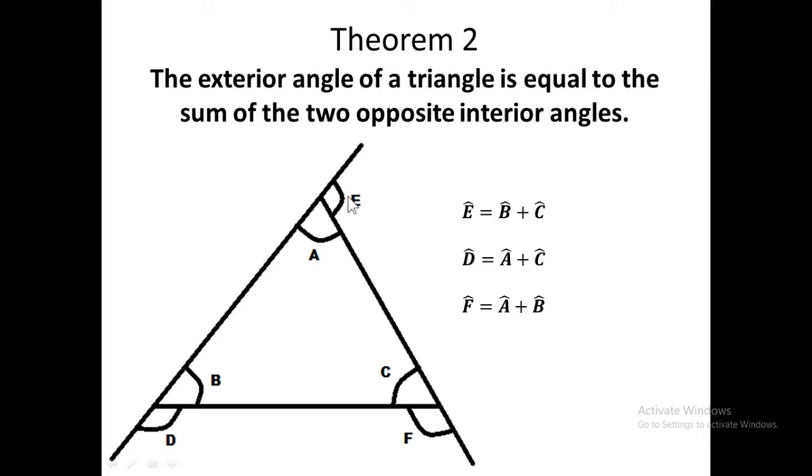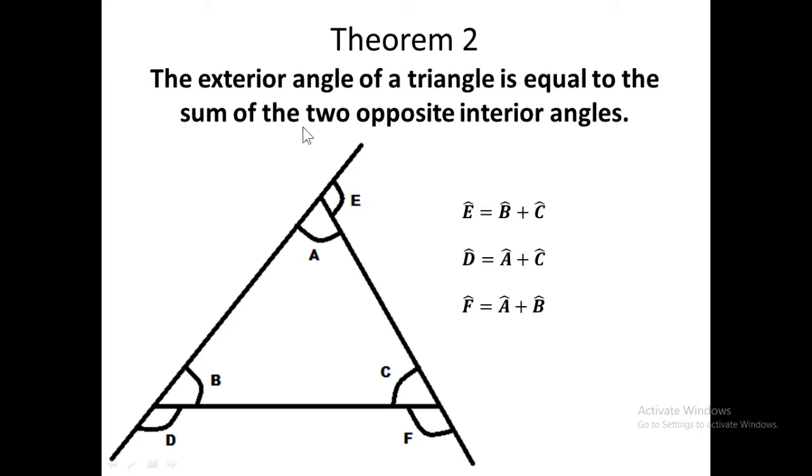Whereas angle E, angle F, and angle D are outside the triangle. This angle F is outside the triangle. Angle E also is outside the triangle. So all these angles, angle E, angle D, and angle F, are called exterior angles of that triangle.